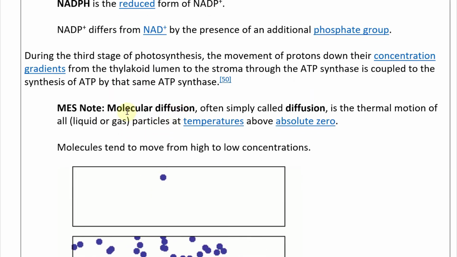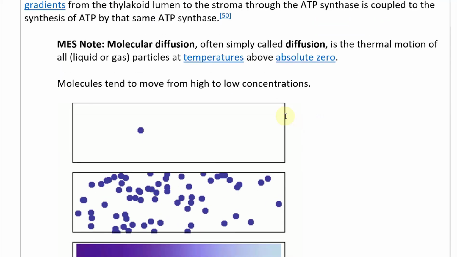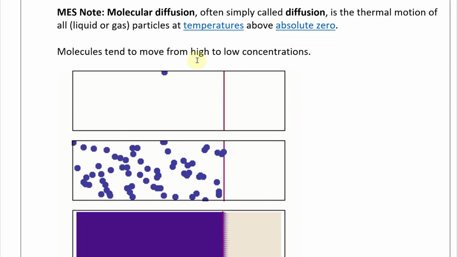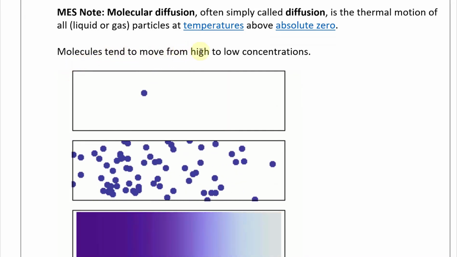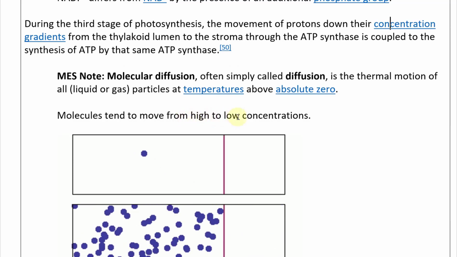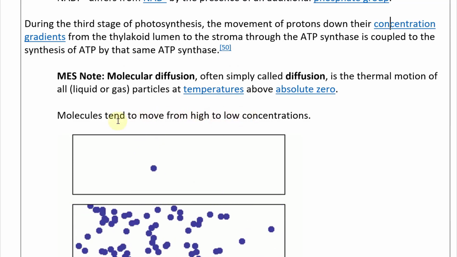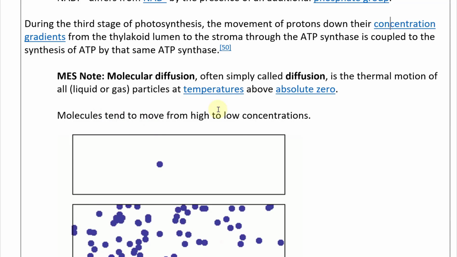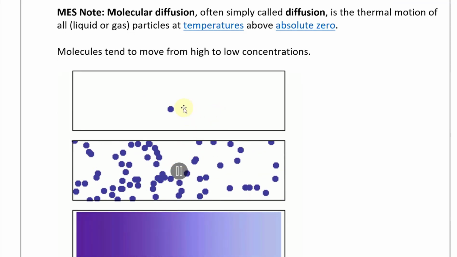And right here, to illustrate further on this concentration gradient, it has to do with molecular diffusion, or often simply called diffusion. It is the thermal motion of all liquid or gas particles at temperatures above absolute zero. So molecules tend to move from high to low concentrations. This basically means there's a concentration gradient, and molecules tend to move from the high concentration to the low one.